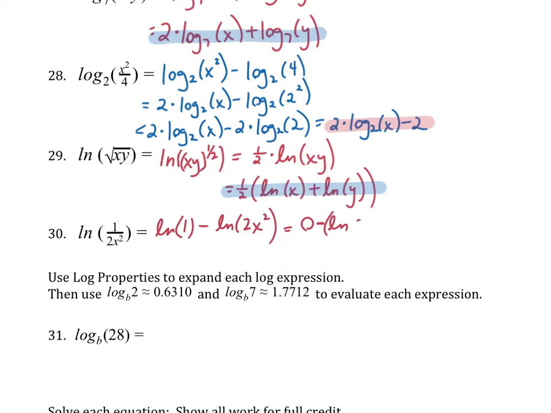Natural log of 2 plus the natural log of x squared. Well, I can essentially just get rid of that, but make sure I keep the negative and distribute it through. So then I get negative natural log of 2. Distribute that negative through, I get a minus. The exponent can become my coefficient, and then I have the natural log of x. There's my final answer.